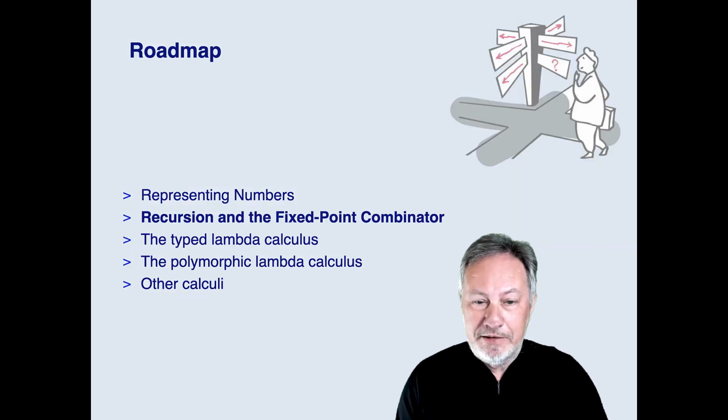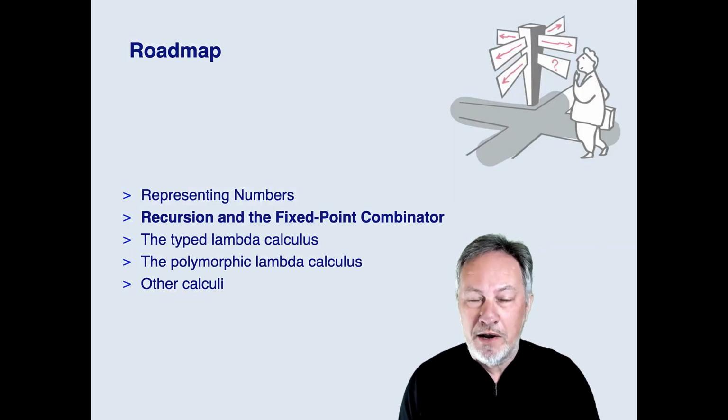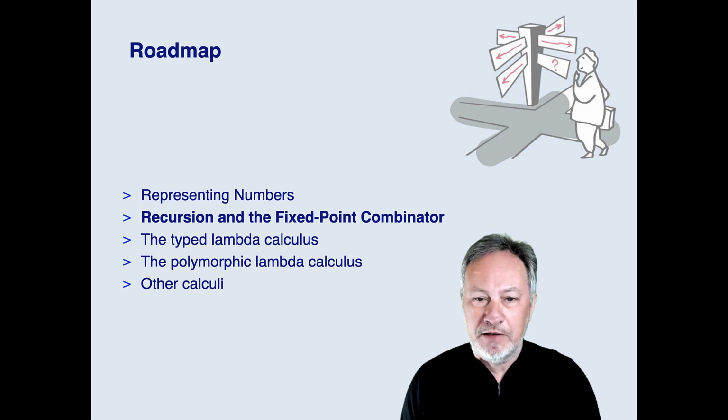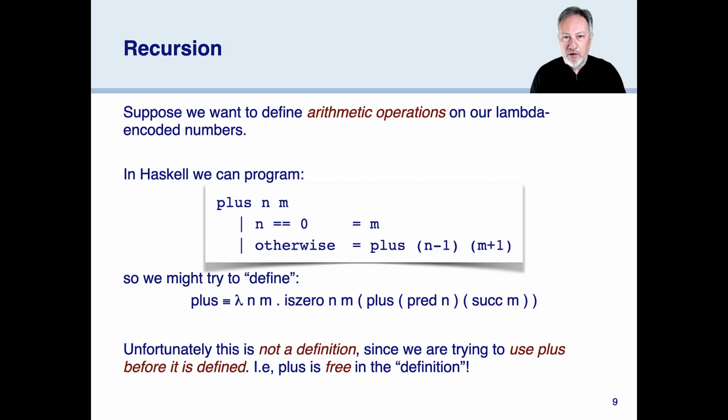Now, let's have a look at why we need this fixed point combinator. So far, we're able to compute successors and predecessors, so we can add one to a number and subtract one from another. That suggests that addition shouldn't be too hard to compute. Think of the way you would define a plus function. In Haskell, we could program it as follows.